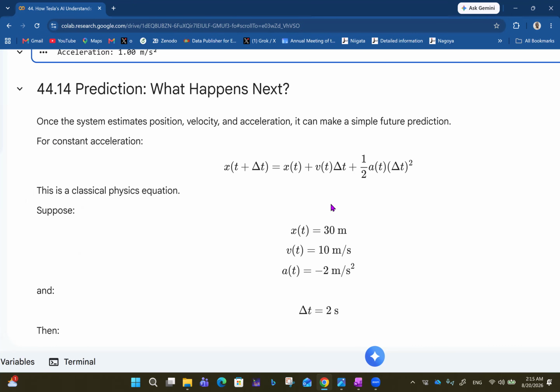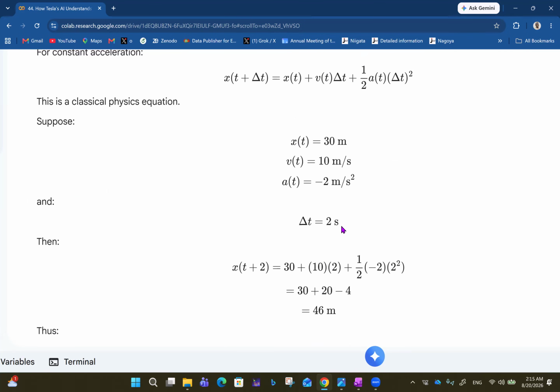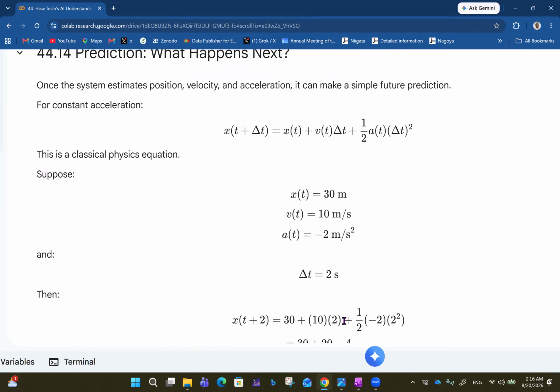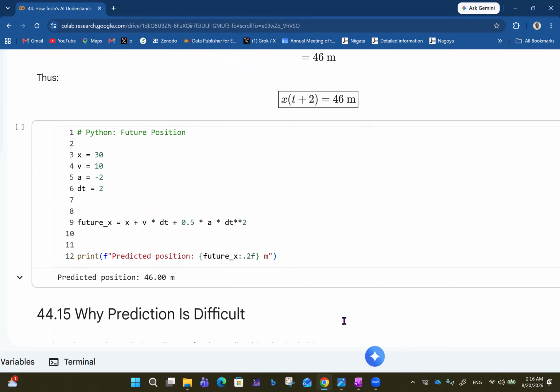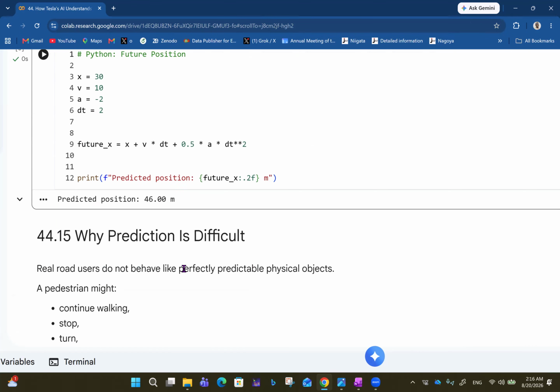Suppose x of t is 30 meters, v of t is 10 meters per second, and a of t is minus 2 meters per second squared. That's a deceleration, so the car is slowing down, right? The change in time is 2 seconds. So x of t plus 2 is 30 plus 10 times 2 plus half times minus 2 times 2 squared. That's 30 plus 20 minus 4, which is 46 meters. Thus, the position after 2 seconds will be 46 meters. We can write a simple Python code to get that here.